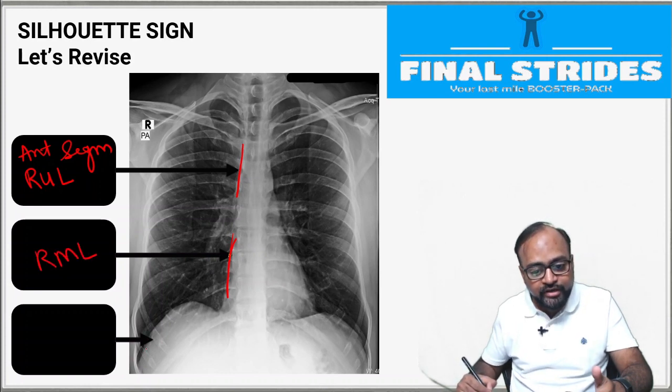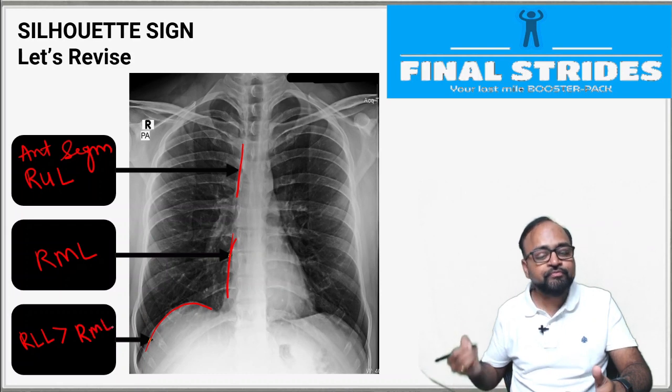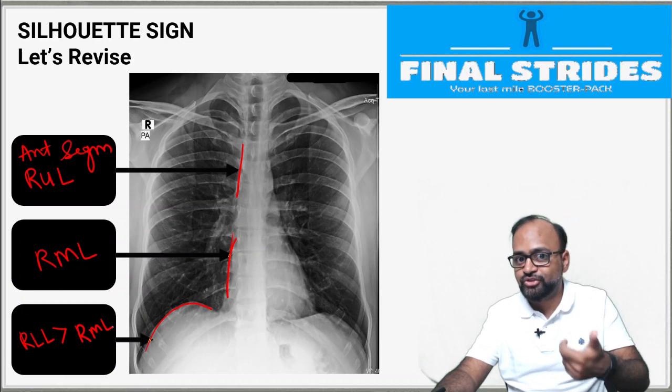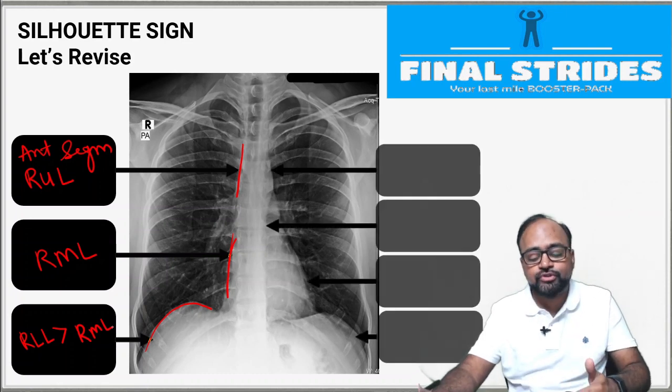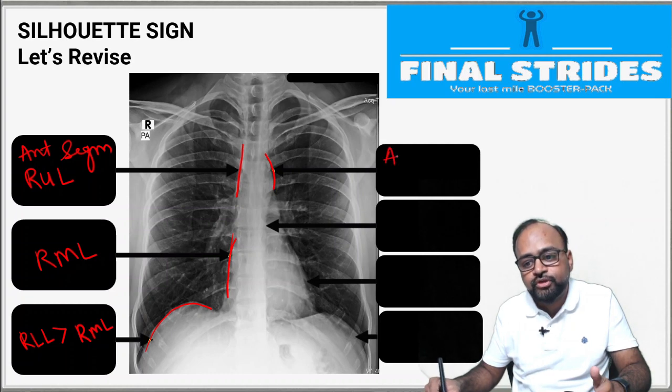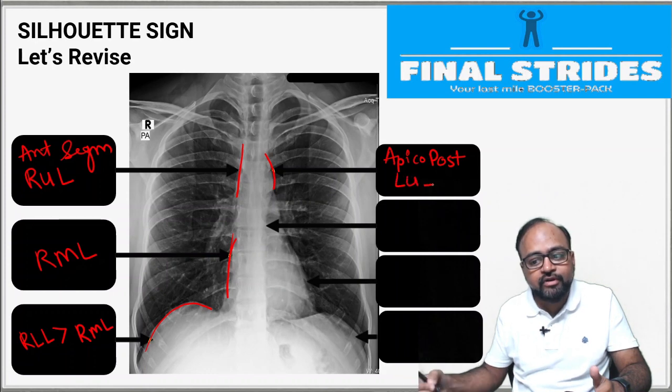If the right dome of diaphragm is obscured, then the disease is highly likely to be in the right lower lobe, but it could also sometimes be within the right middle lobe, right? So that is how you localize the infections based on which margin is lost. On the left side, if you see that the aortic knuckle is obscured, then the disease is usually within the apico-posterior segment of the left upper lobe.